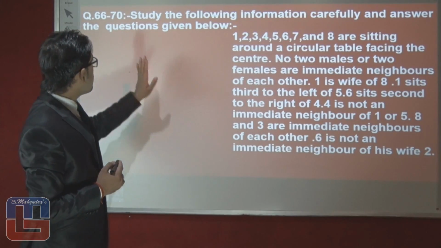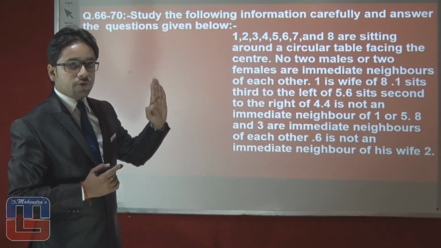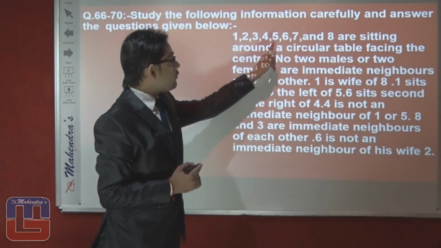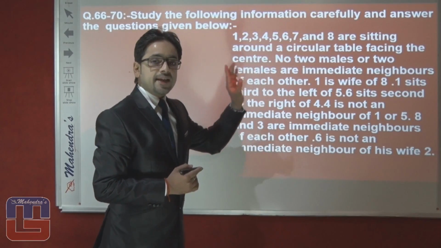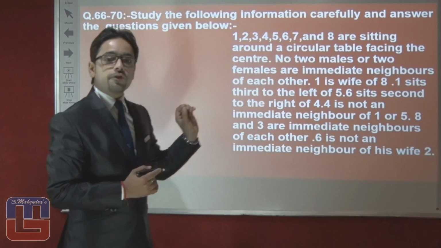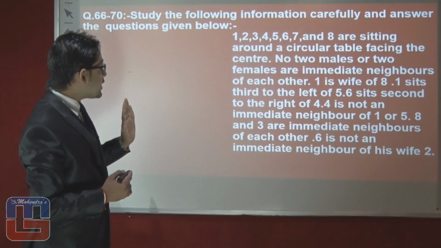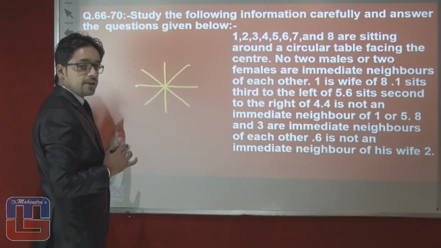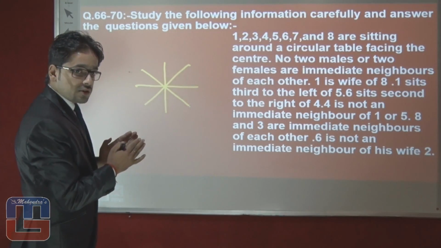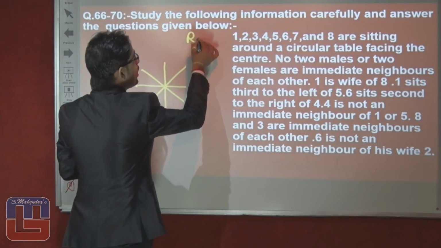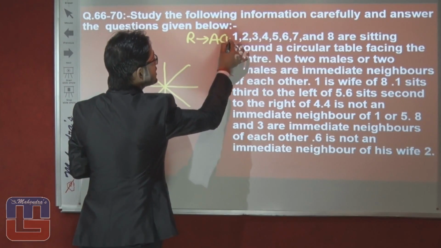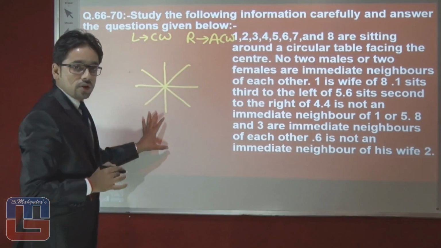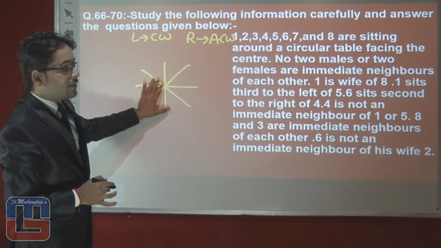Study the following information carefully and answer the questions given below. 1, 2, 3, 4, 5, 6, 7 and 8 are sitting around a circular table facing inside the center. 8 members are sitting in a circle and facing towards the center. If all of them are facing towards the center, then for right you have to move in the anti-clockwise direction and for left you have to move in the clockwise direction.